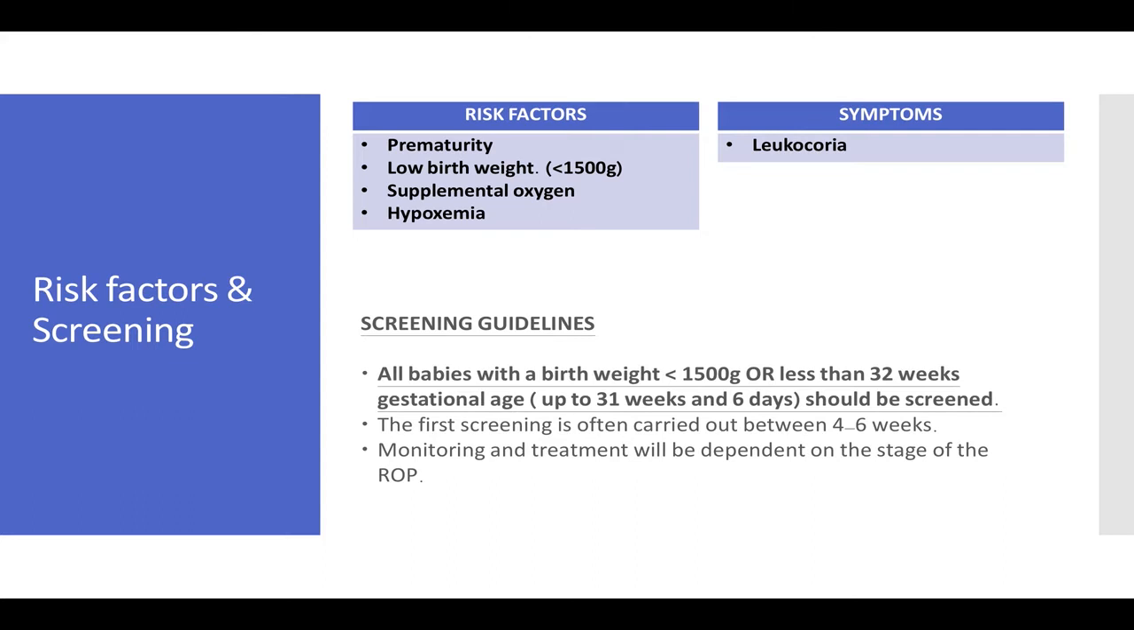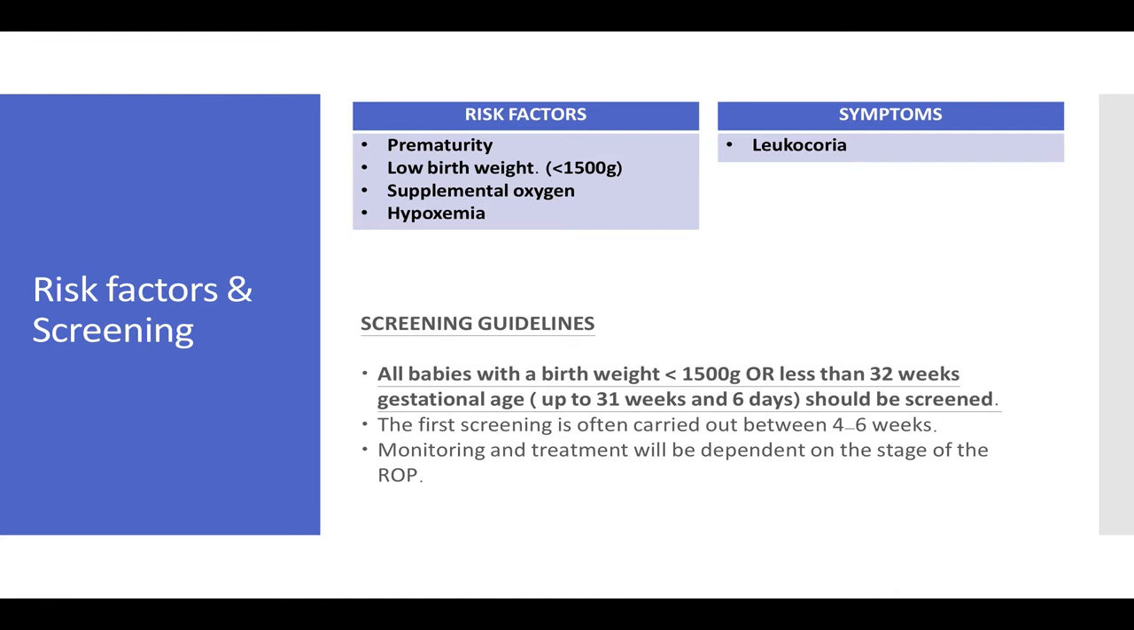Supplementary oxygen. Premature babies are often given high flow oxygen in order to manage other complications such as respiratory distress syndrome. This oxygen, however, can lead to increased production of VEGF, which in turn increases abnormal vessel proliferation. Hypoxemia. Paradoxically, this is also considered to be a risk factor. Therefore, both high oxygen and very low oxygen concentrations at different stages are thought to contribute to ROP. Target saturations of 85 to 90% is a good compromise in order to minimize the risk.